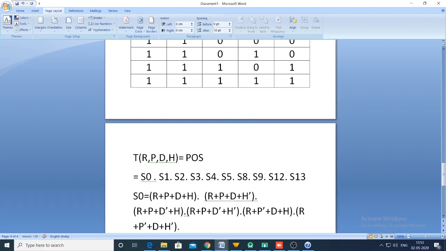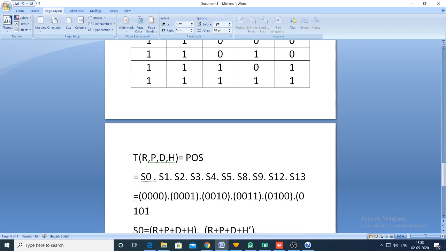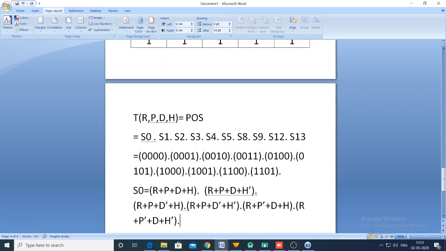Okay, so you can write easily here the binary combination of every term: 0 0 0 0, dot, 0 0 0 1, dot, 0 0 1 0, dot, 0 0 1 1, dot, 0 1 0 0, dot, 0 1 0 1, dot, 1 1 0 0, dot, and the ninth one 1 0 0 1, dot, and the twelfth one 1 1 0 0, dot, 1 1 0 1. So like this you can prepare, and then now it will be easy.